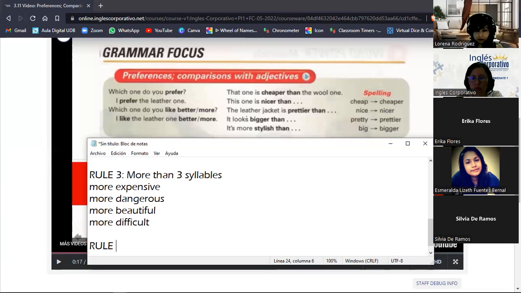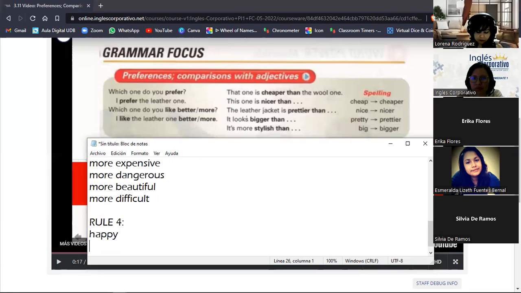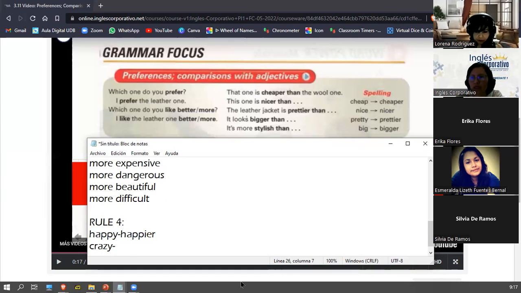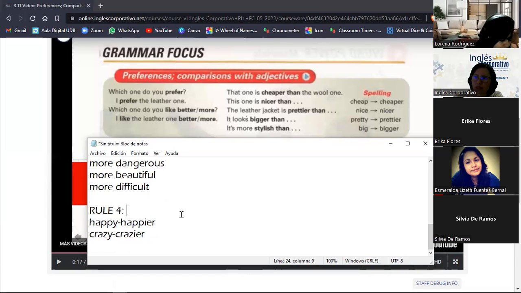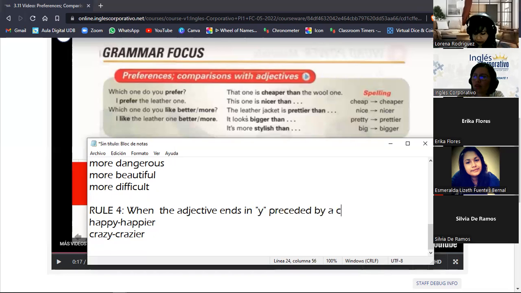So I have rule number 4, right? When the adjective ends in Y, ¿verdad? Cuando termina en Y, precedido, por supuesto, de una consonante, right? Como por ejemplo, tengo happy, right? Tengo crazy, for example, etc., right? Entonces, si tengo un adjetivo como estos, lo que voy a hacer es cambiar la Y por una I latina y luego agrego ER, ¿verdad? En este caso, happy, happier, crazy, crazier, right? And then I add it. So when the adjective ends in Y, okay? Preceded by a consonant.